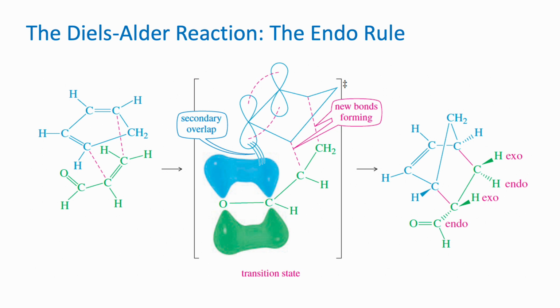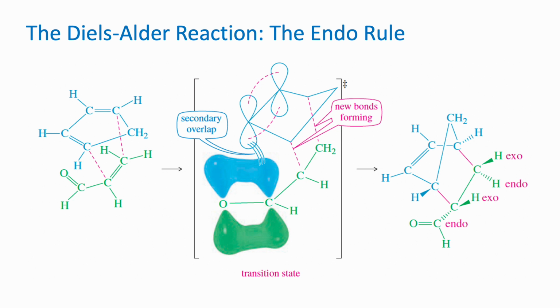So we see those pink dotted lines between the pi orbitals on the diene in the transition state, indicating that that's going to become a double bond, but it also has the same symmetry as the carbonyl carbon on the bottom. So right there where it says secondary overlap, that's because the symmetry of the pi orbital on that carbonyl is the same as the symmetry of the pi orbital on the diene. So not only do we get them lining up where the pink dots are forming, but we also get them lining up in another place.